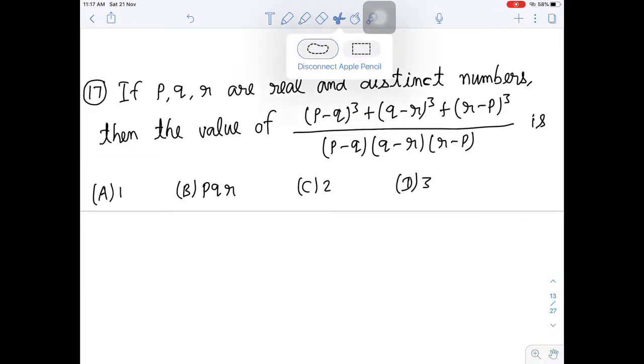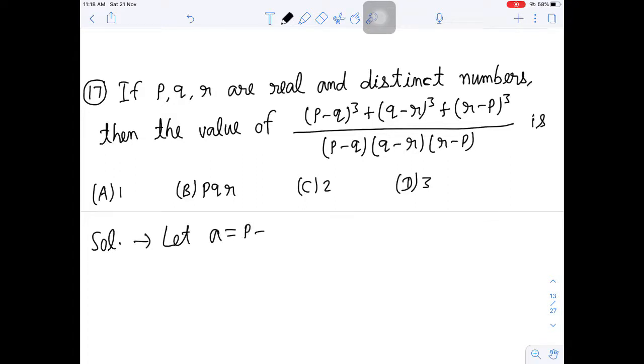Okay, then next, question number 17. If p, q, r are real and distinct numbers, then find the value of (p minus q) whole cube plus (q minus r) whole cube plus (r minus p) whole cube divided by (p minus q)(q minus r)(r minus p). This question would be easier if you take a equal to p minus q, b equal to q minus r, and c equal to r minus p.